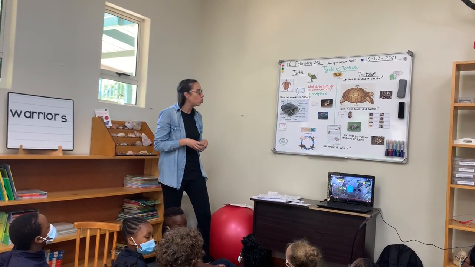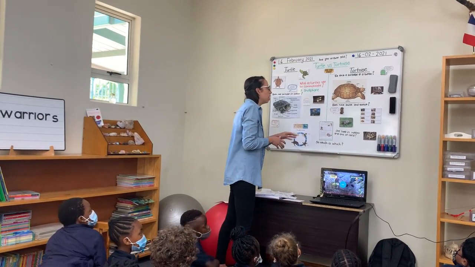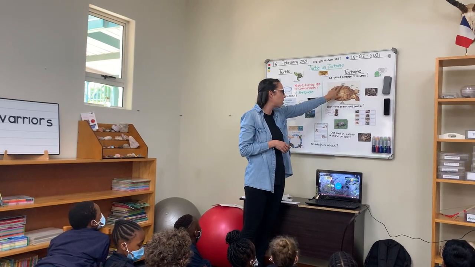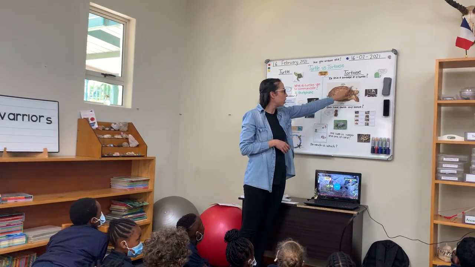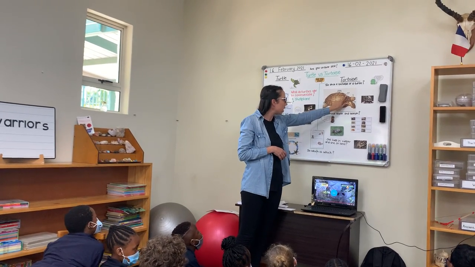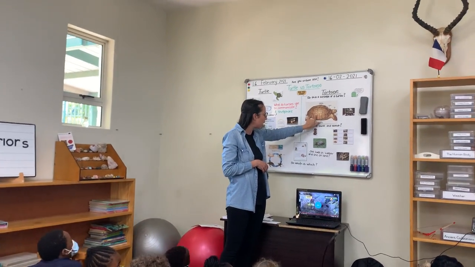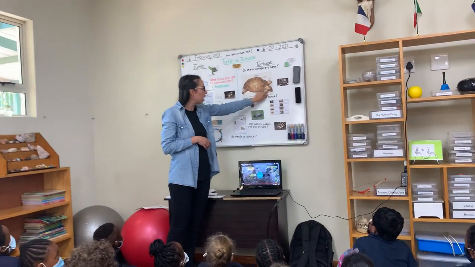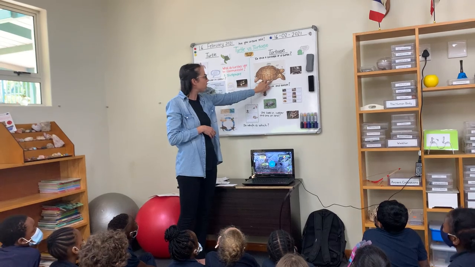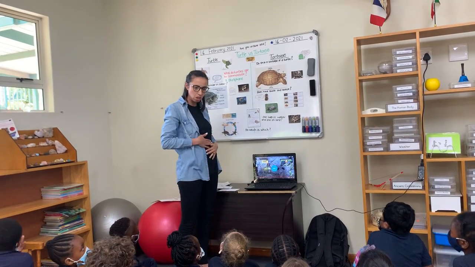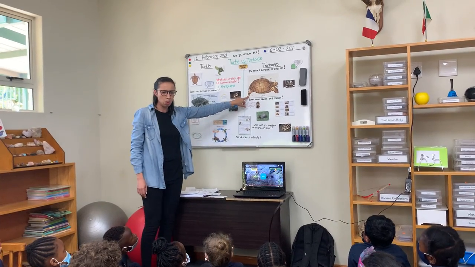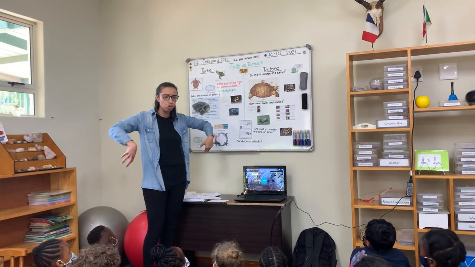So if we look now at the different parts of a tortoise, we have the upper shell, which is called the carapace. We've got the scutes, which are the squares on the shell, each of them is called that. The eye. A plastron, which is the lower shell, so the underneath of the shell. And then they've got toenails, which are very, very hard and that they use to walk with.